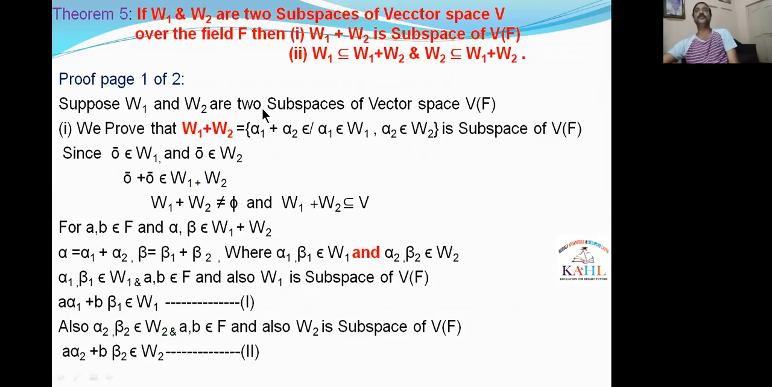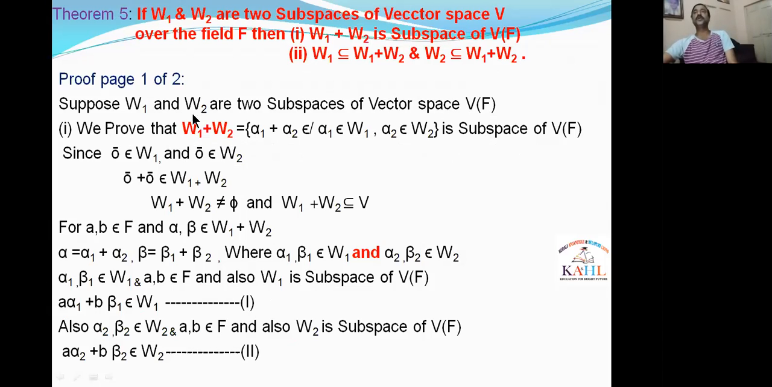Suppose W1 and W2 are two subspaces of vector space V over the field F, that is V of F. What do we have to prove in the first bit? W1 plus W2 is a subspace of V of F. Now, the elements in the W1 plus W2 set are like this: alpha 1 plus alpha 2, where alpha 1 is in W1, alpha 2 is in W2. We have to prove W1 plus W2 is a subspace.